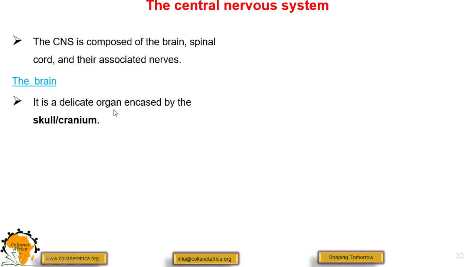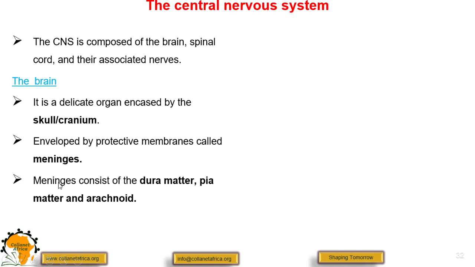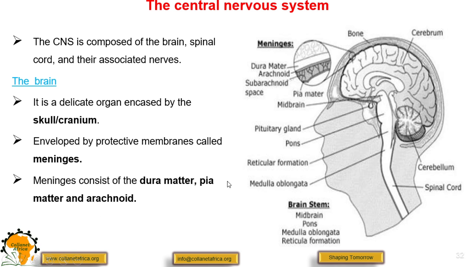This is a delicate organ enclosed by the skull, also known as the cranium. It is also enclosed by protective membranes known as the meninges. And these meninges are three. We have dura mater, pia mater, and lastly the arachnoid.